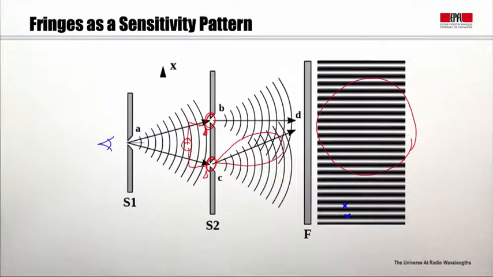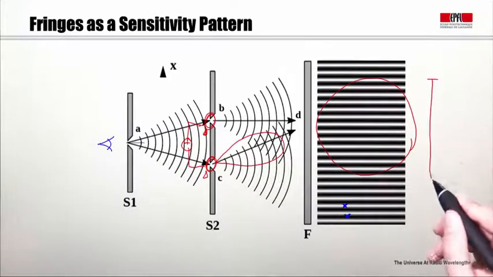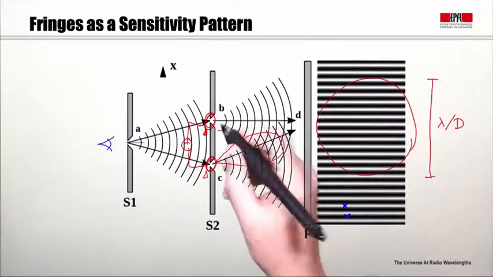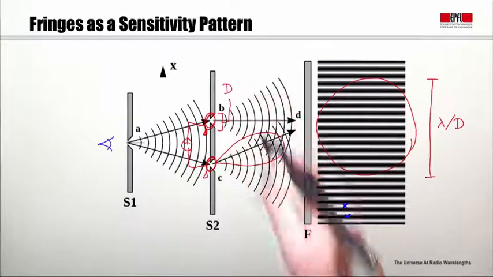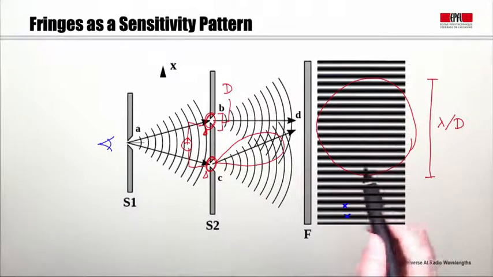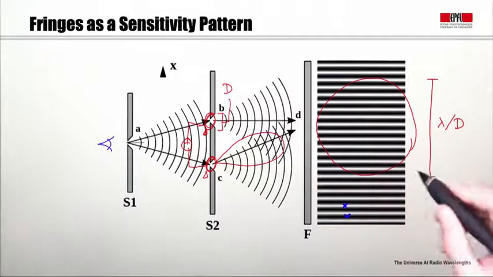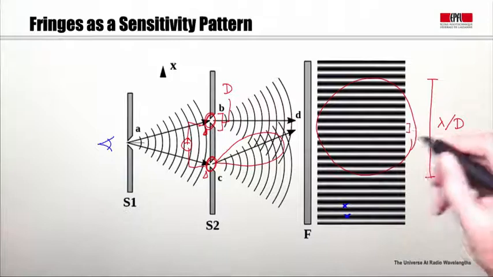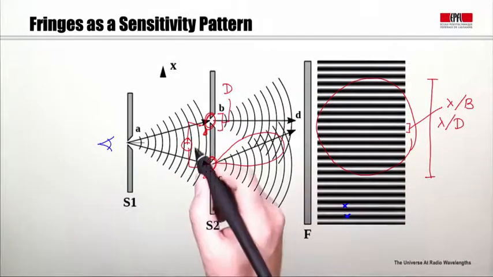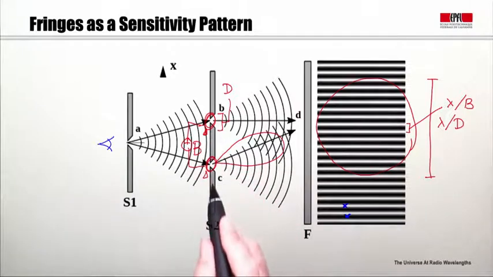And remember, the size of that patch, the resolution of the antenna, this distance here, is given by lambda over d, where d is the size of the antenna here. Now, over this sensitivity pattern of the antenna, we get the high resolution fringes, with the spacing between the fringes determined by lambda over b, where b is what we call the baseline, the distance between the two antennas. So notice what's happened here.